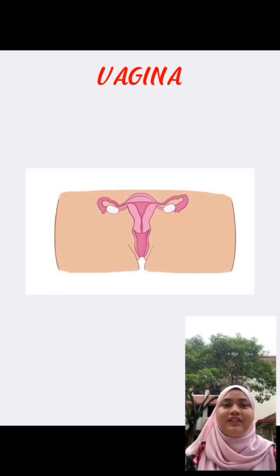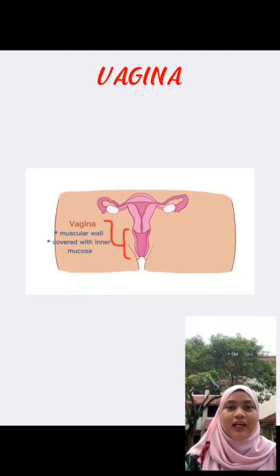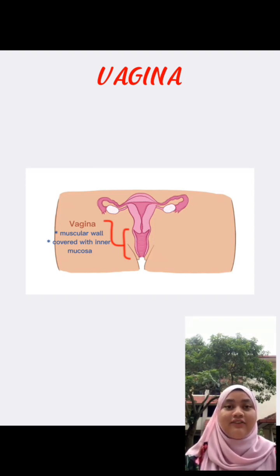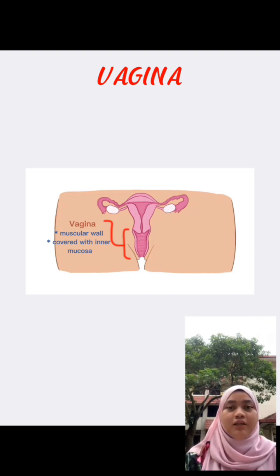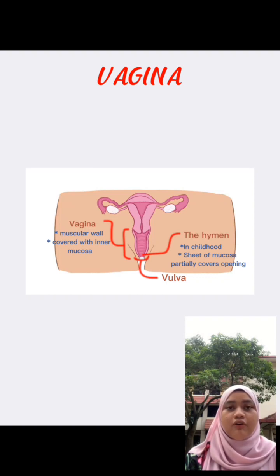Then the vagina. The vagina has a muscular wall and is covered by an inner mucosa with ridges that run along it. The vagina is the passageway for the baby during childbirth, and it opens up into the vulva. In childhood, a thin sheet of vaginal mucosa called the hymen partially covers the vaginal opening, and it can break because of exercise, the use of a tampon, or sexual intercourse.